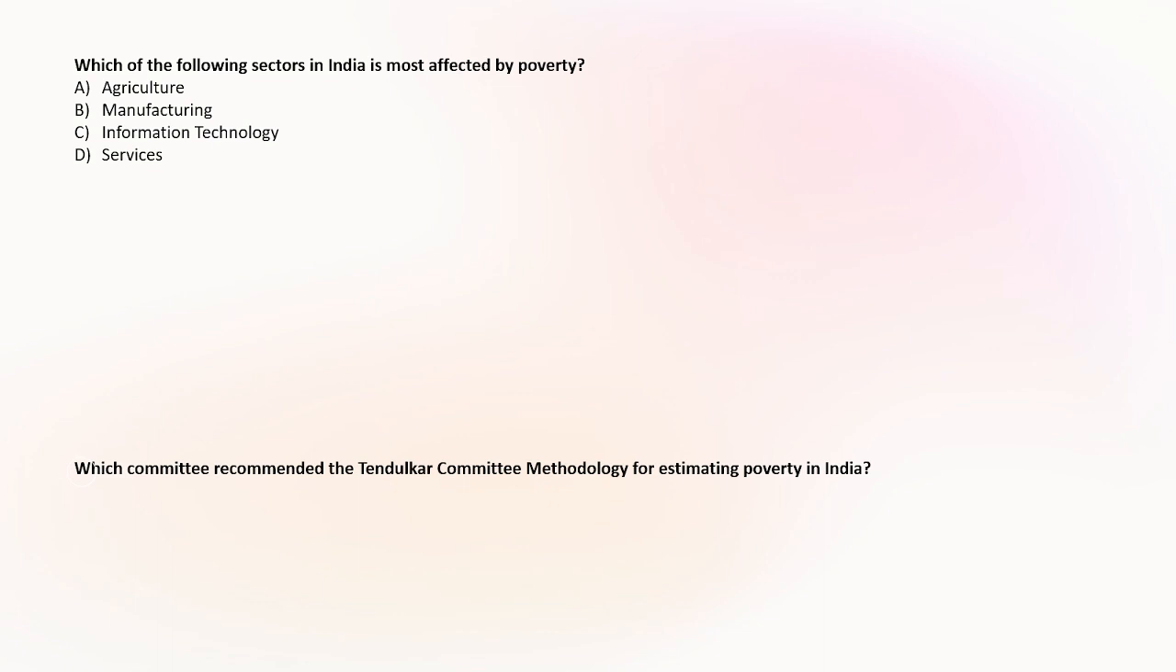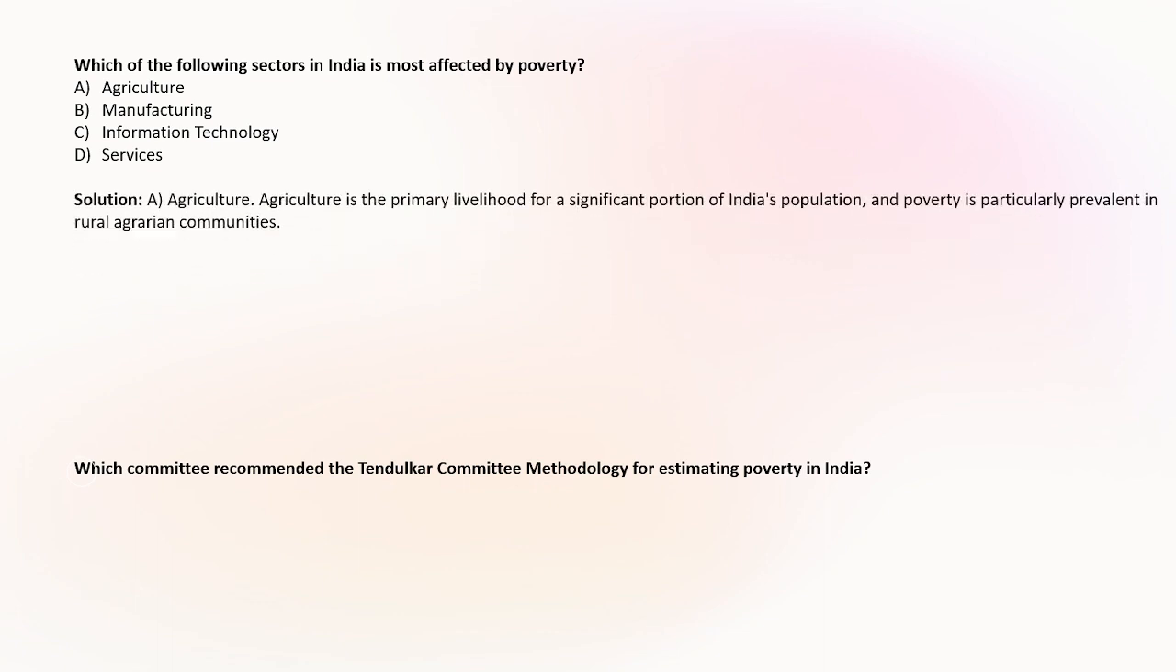Next question: which of the following sectors in India is most affected by poverty? Is it agriculture, manufacturing, information technology, or services? It is agriculture. Agriculture is still the primary livelihood for most of the Indian population. Around 60% of the people are still dependent on agriculture, that too rain-fed agriculture, for their livelihood.